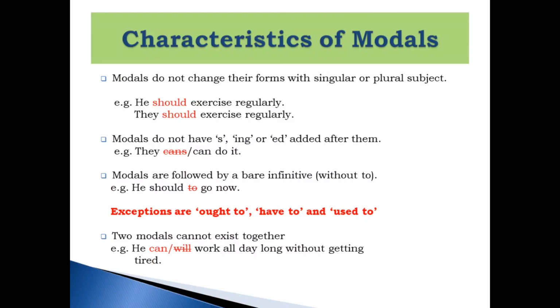Next, modals do not have s, ing or ed added after them. For example, they can't do it is a wrong expression. The right expression is they can do it. Next, modals are followed by a bare infinitive, which means they are followed by an infinitive without to. For example, he should to go now is a wrong expression. The right expression is he should go now. Exceptions though in this case are ought to, have to, and used to.